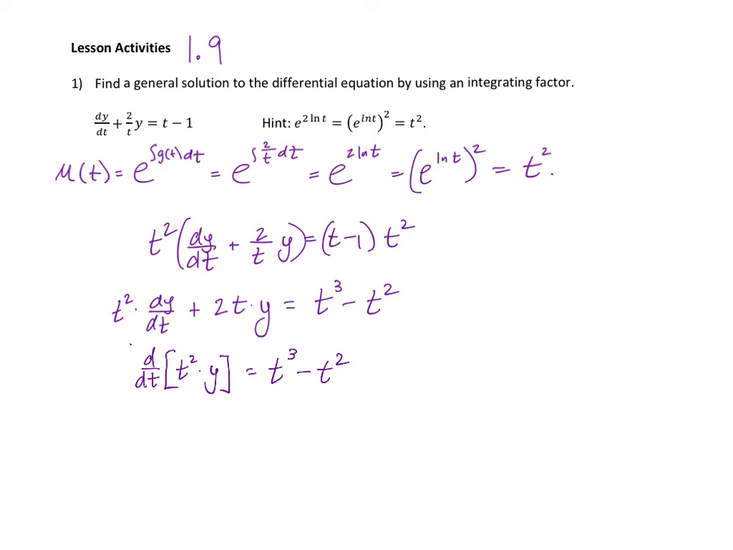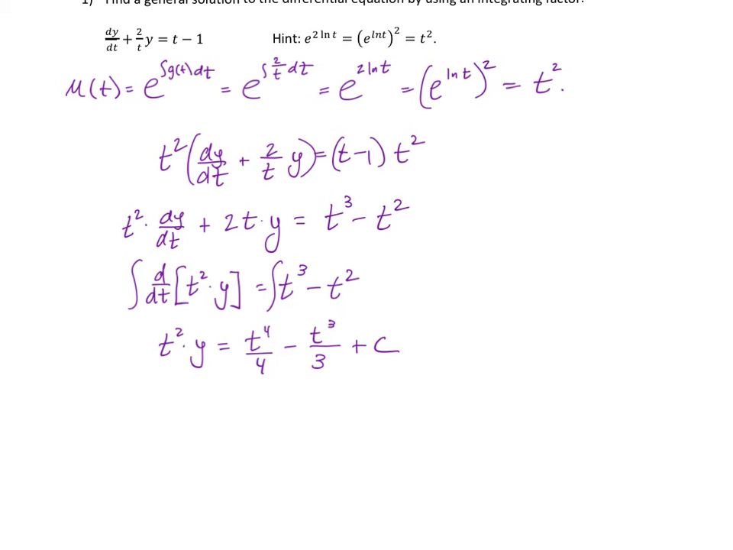Okay, now I integrate both sides. The integral of a derivative is just the function. So the antiderivative of the derivative of t squared times y is t squared times y. And the antiderivative of t cubed minus t squared would be t to the 4th over 4 minus t cubed over 3 plus c. And the only thing left to do is get that y by itself.